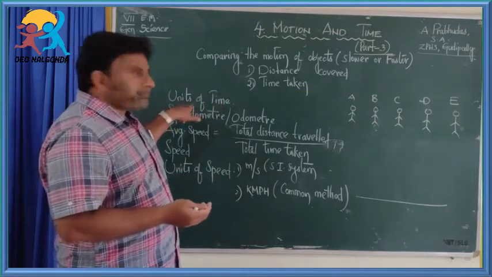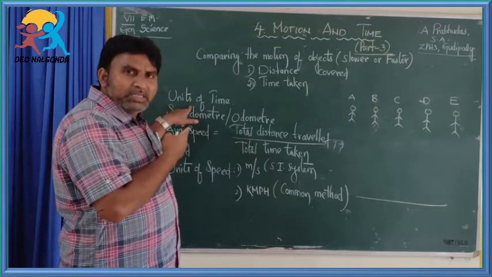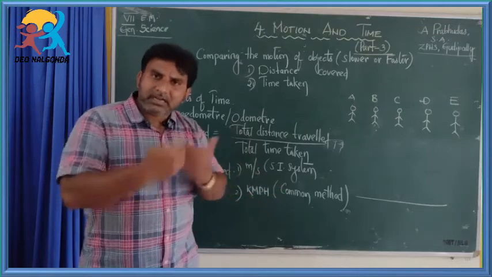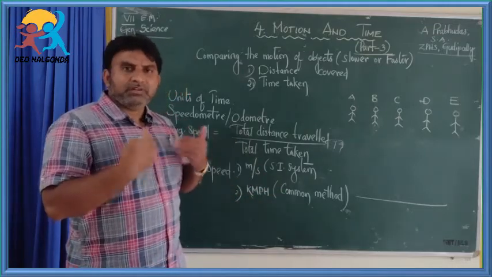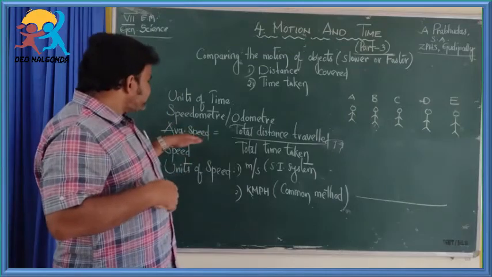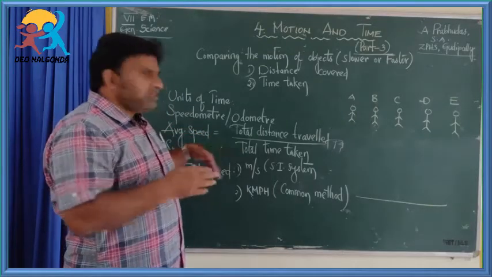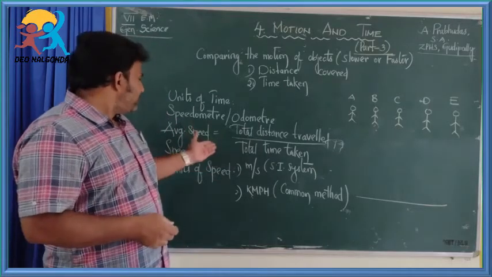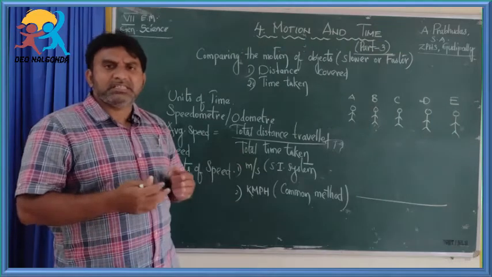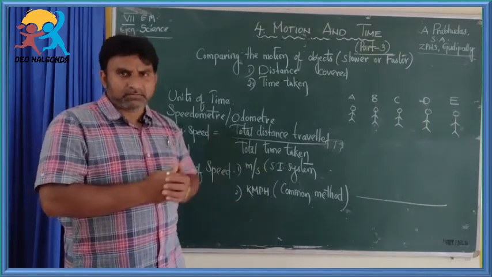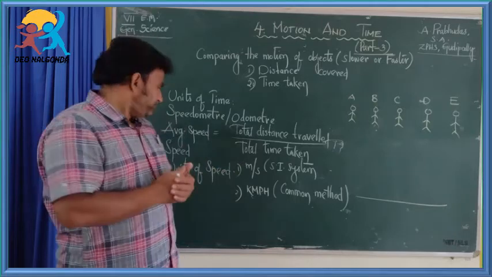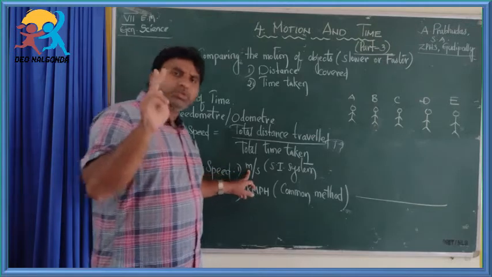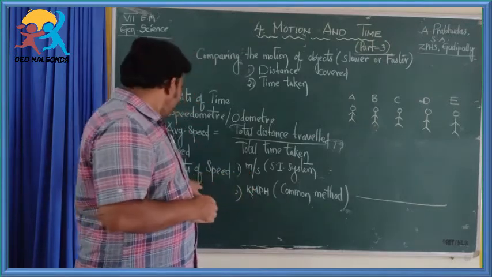So, previously I told you that time has different units. We use different units of time according to our need and context, and speed also has units. What are the units of speed? Generally, speed is mentioned in kilometers per hour or meters per second. We generally use two units for speed.